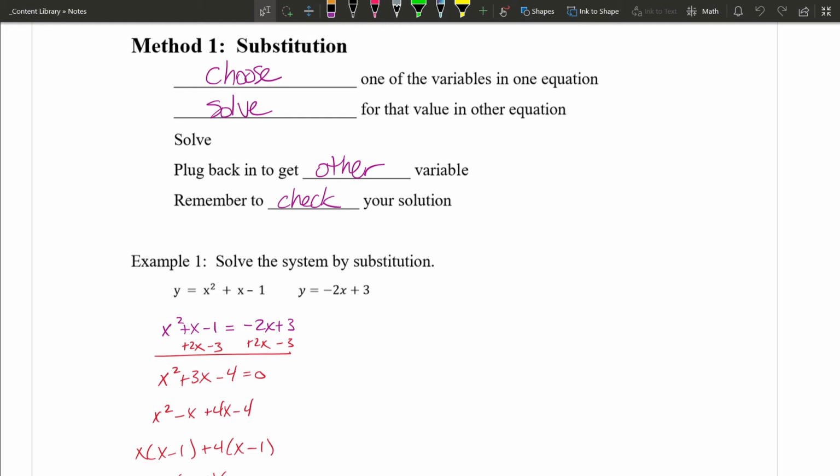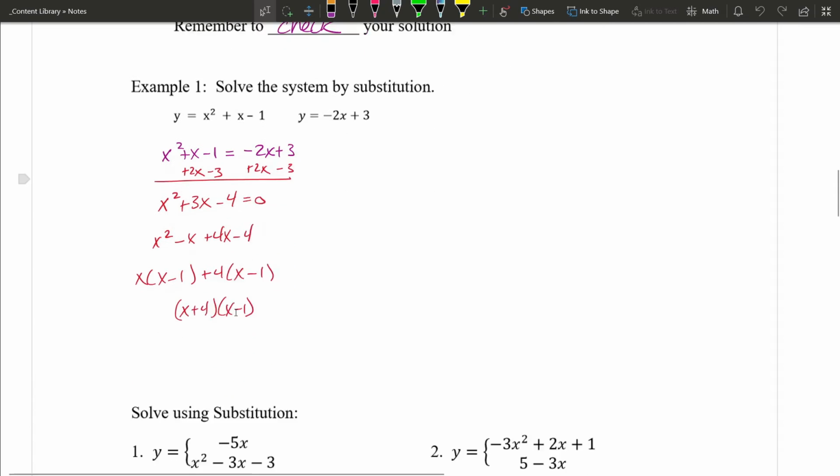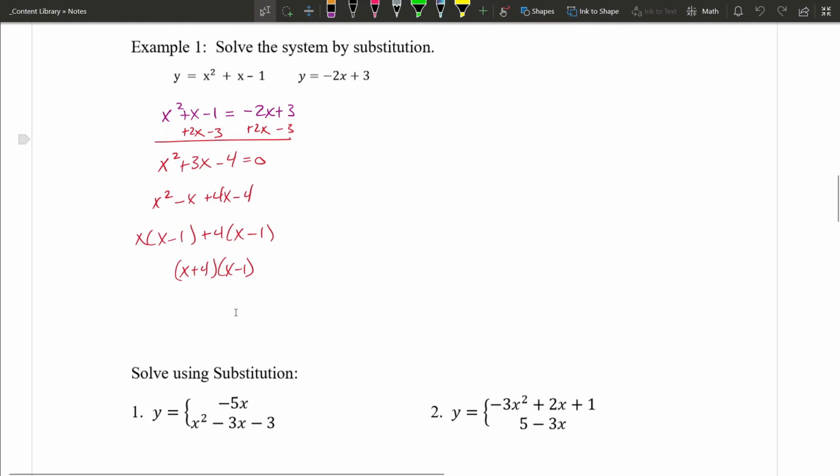All right, so now that I factored it, my two solutions are going to be -4. Hope I scrolled to the right place. My solutions will be -4 and 1. So x equals -4 and x equals 1.